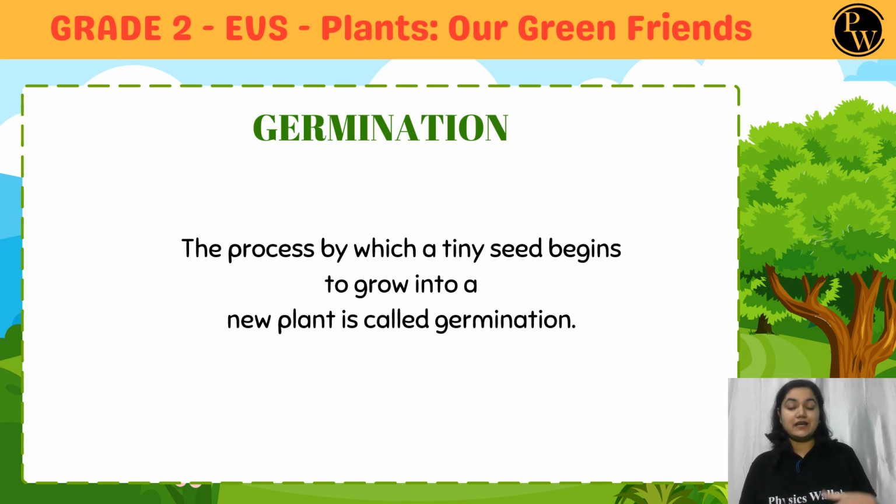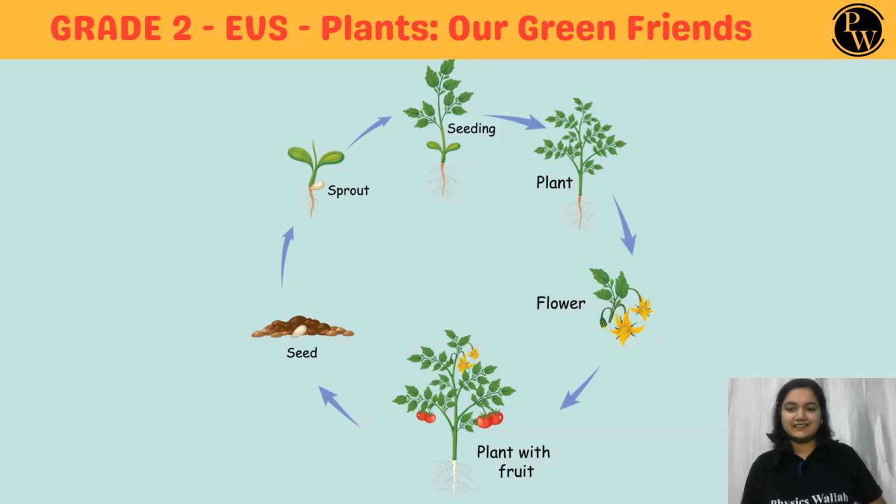Let's now understand how a plant grows from that tiny seed to this big, tall plant. So this is how it grows. This is a seed. When we sow the seed in soil, it needs what? Water, warmth, and air, right? And when it gets a sufficient amount of water, warmth, and air, it begins to sprout.